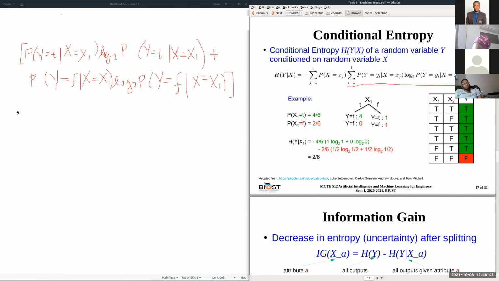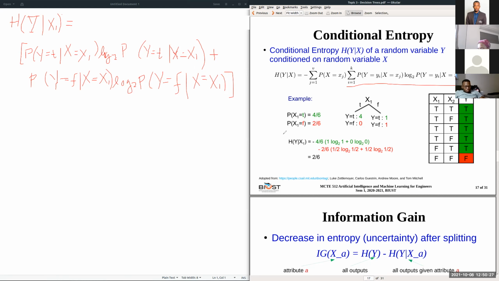Okay, this is H of Y, big Y, given X1. What does it mean? Because it is given big Y, that means all the possibilities of Y. So now is this the one? So you have Y being true given X1, plus Y being false given X1. Is that all the possibilities, all the forms of the Y output, true or false? Yes. So that means that the entropy of all the values of Y given X1 is computed using this equation.